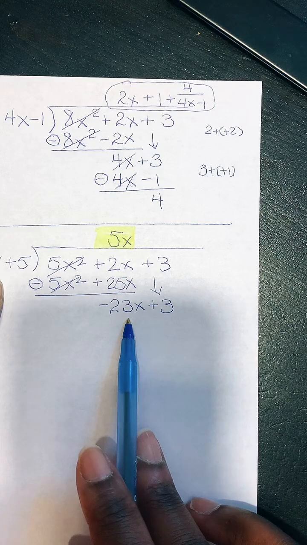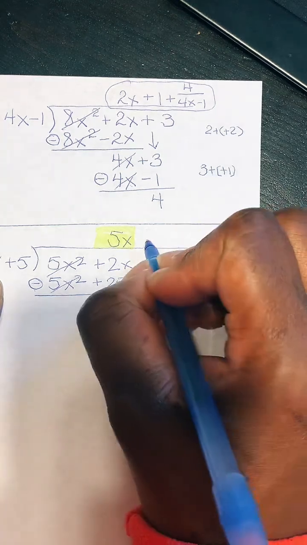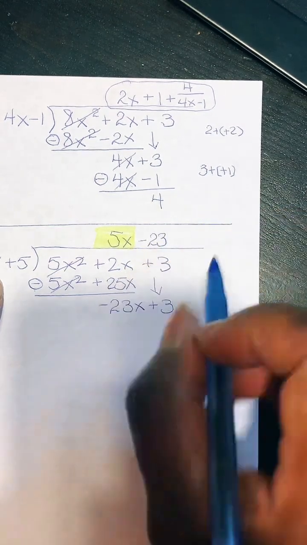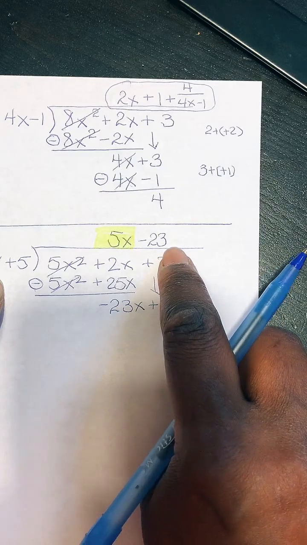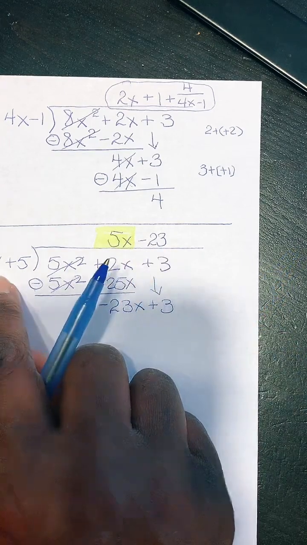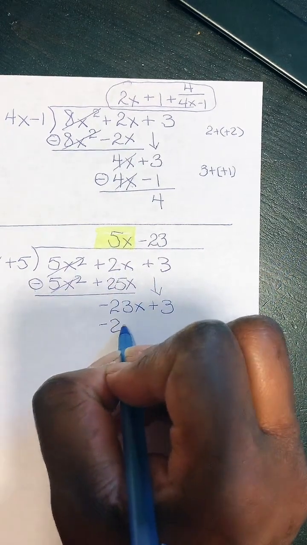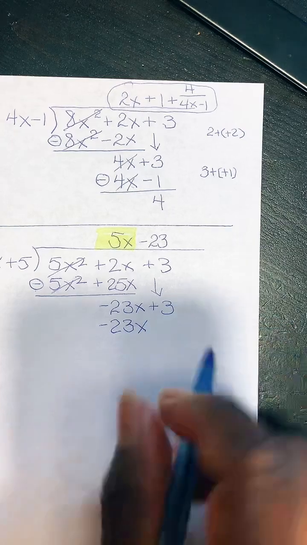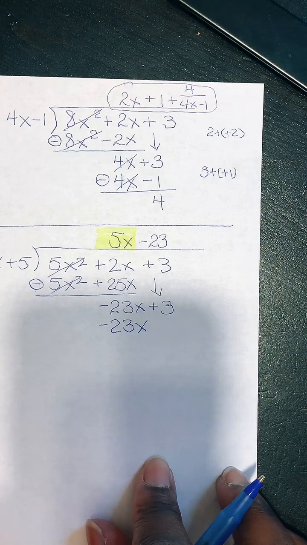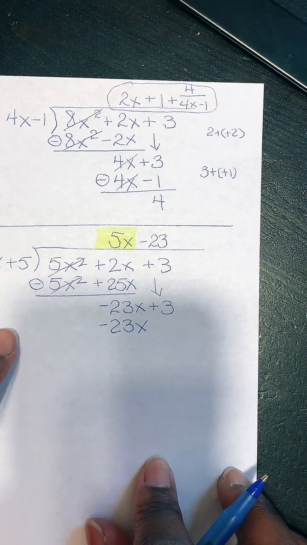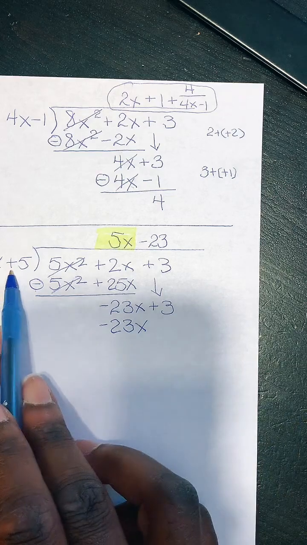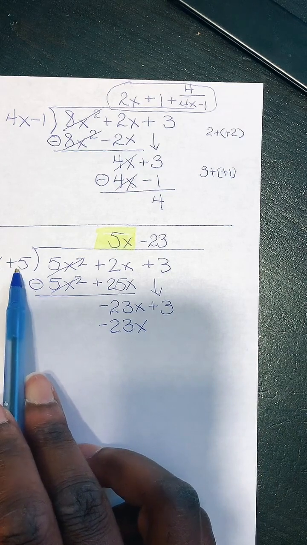There we go. So Kyle, we got negative 23. Okay, so if you're still a little lost, just take a look. Because negative 23 times x gives us a negative 23x. And just like when Summer mentioned, Summer, check your signs. Okay, what is the divisor? So the divisor is x plus 5.